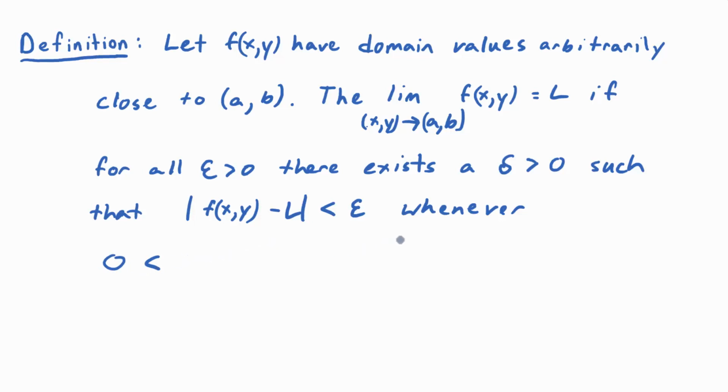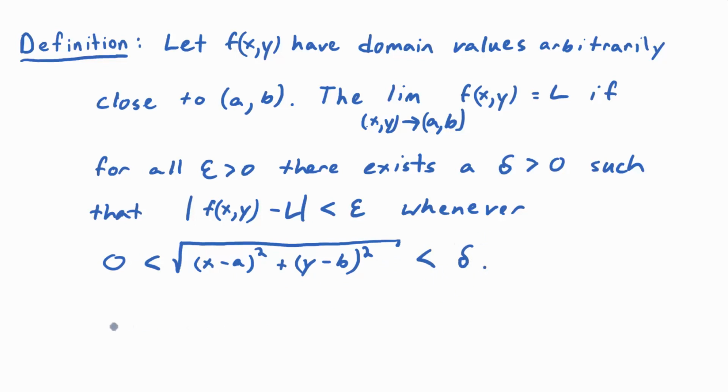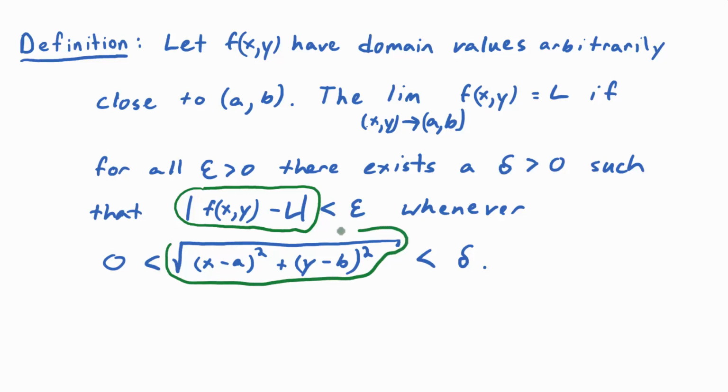0 is less than the square root of (x minus a) squared plus (y minus b) squared. Okay, that's the distance formula for points in the plane, right? And we're saying that has got to be between 0 and delta. The reason why the distance formulas look different is this distance between f of x, y and L is the distance between two scalar quantities, two numbers perhaps. And this distance is the distance between two points in R2.